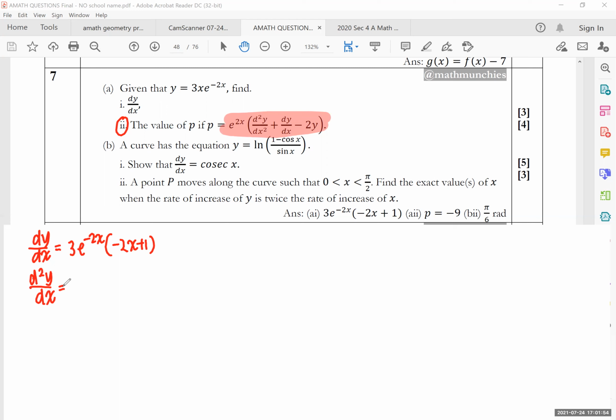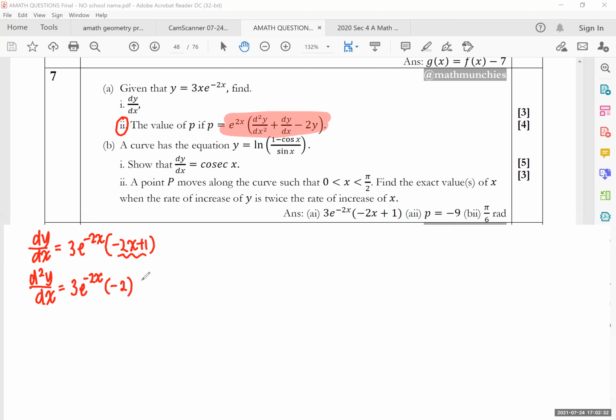So remember I told you guys to always ignore the constant, so keep it as it is. Keep the left, differentiate the inside. When you differentiate this, what do you get? Negative 2. Now after that, what happens? We are differentiating this, so what rule are we using? Product rule. Yes, product rule.